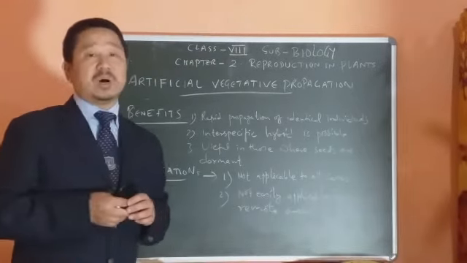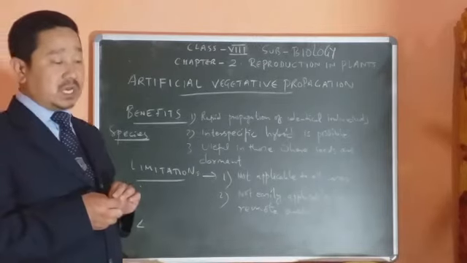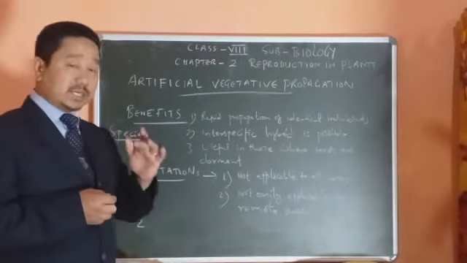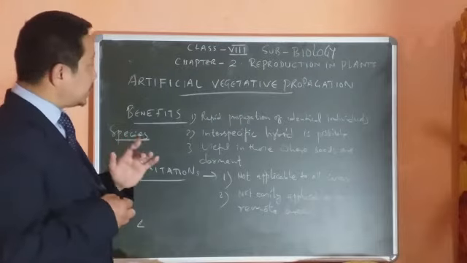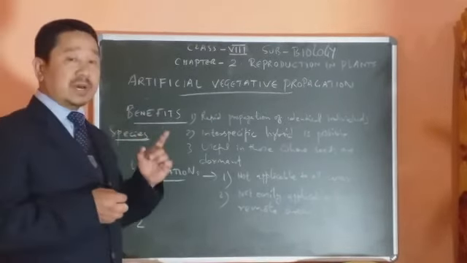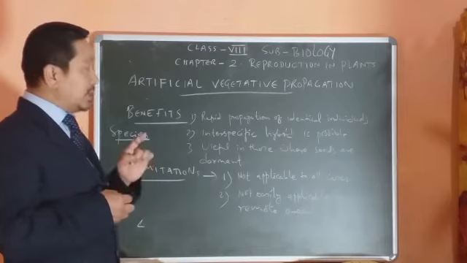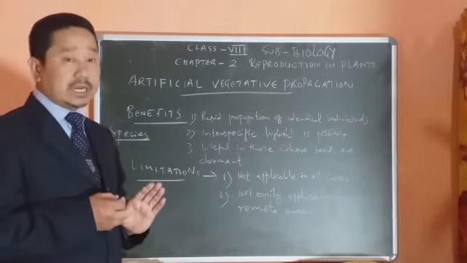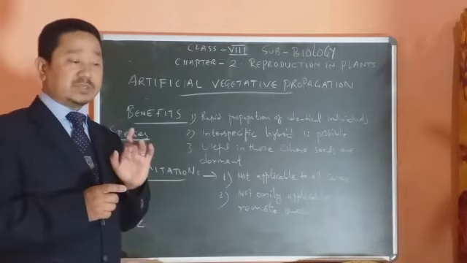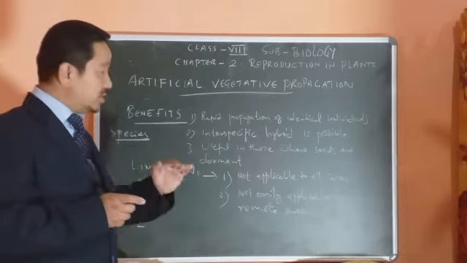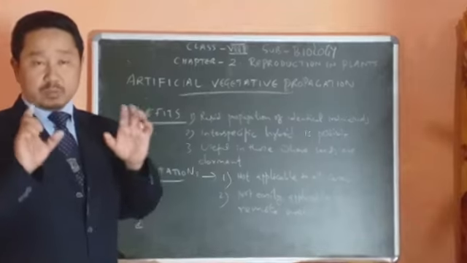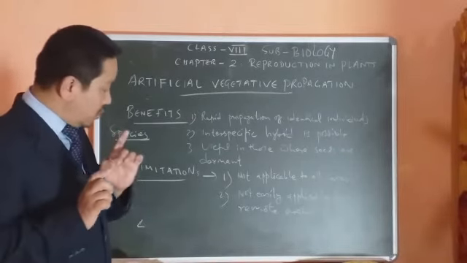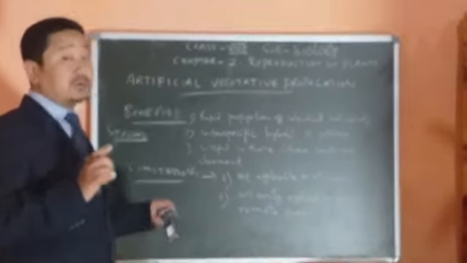So that's all about artificial vegetative propagation. I hope you have understood it, and once again I request you all, please go through it not only once, not only twice, not only thrice, but as many times as possible to make it very clear. Once you go through it, please keep your book open so that you understand it. I hope you do the same.